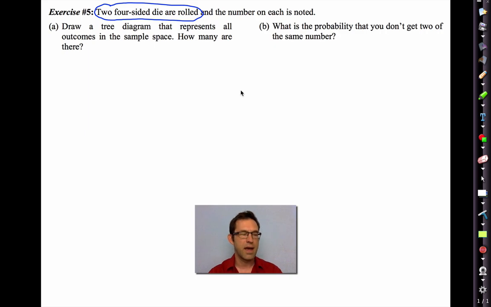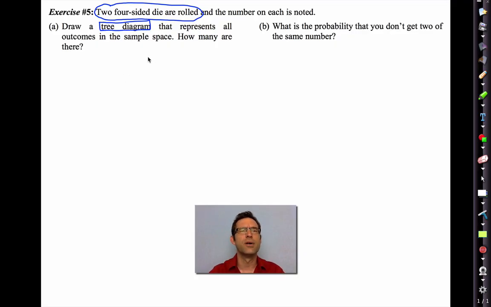All right, now this is going to be a little bit weird because they're four-sided die, okay? They're what are called tetrahedron. Letter A says, draw a tree diagram that represents all outcomes in the sample space. How many are there? Now I know tree diagrams are relatively new in terms of review for you, but remember it's very simple. This is just a way to keep track of what happens, right?